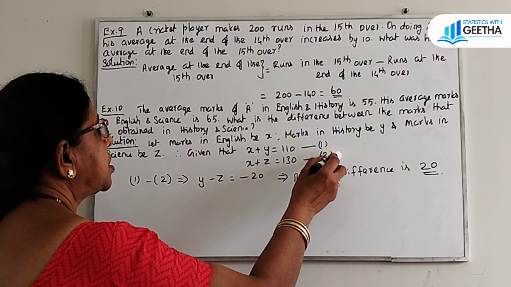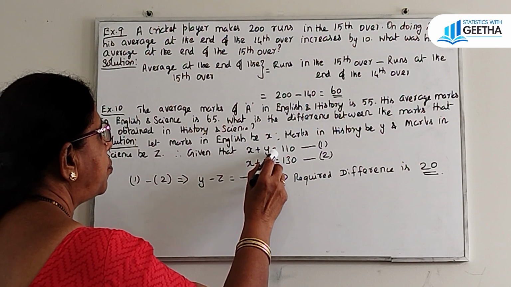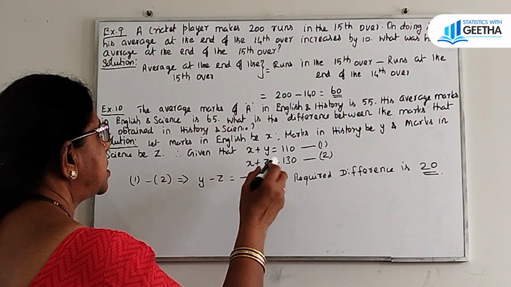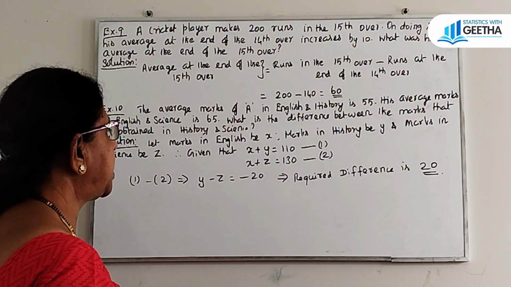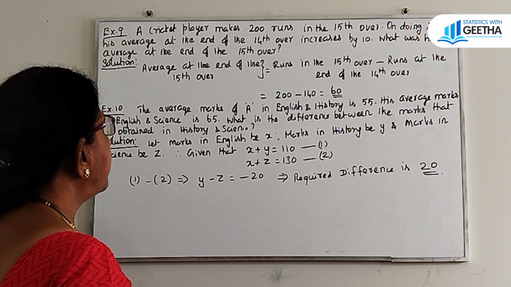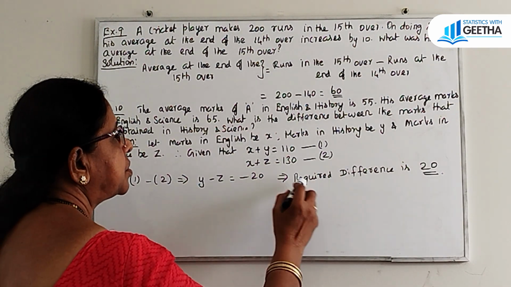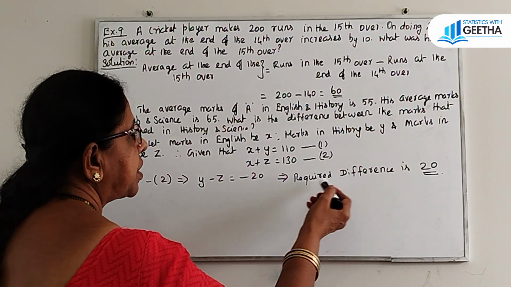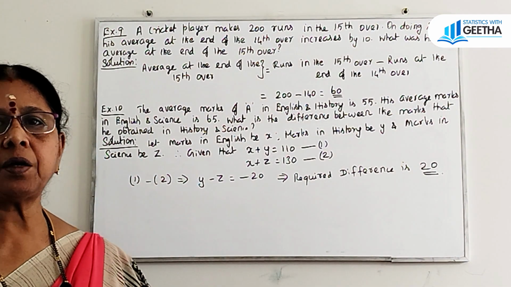இப்போ first ஈக்குவேஷன்லேருந்து second ஈக்குவேஷனை நம்ம minus பண்ண போகிறோம். ஸோ 1 minus 2 which implies y minus z, and x minus x 0 ஆகிடும். y minus z equal to 110 minus 130, that is minus 20. நமக்கு தேவையானது the difference between the marks in history and science, and the difference is equal to, நமக்கு magnitude தேவை, so required difference is 20 marks. So the answer is 20 marks.